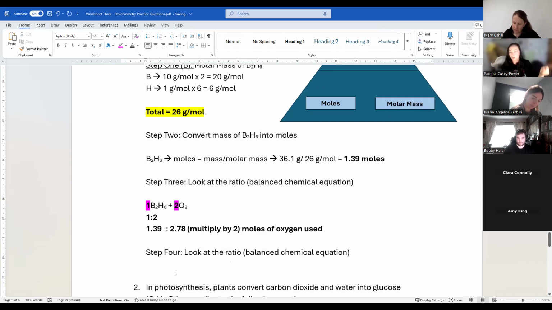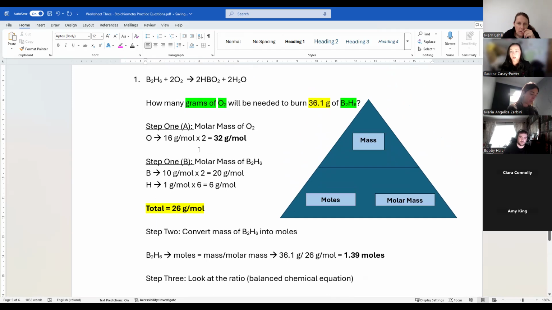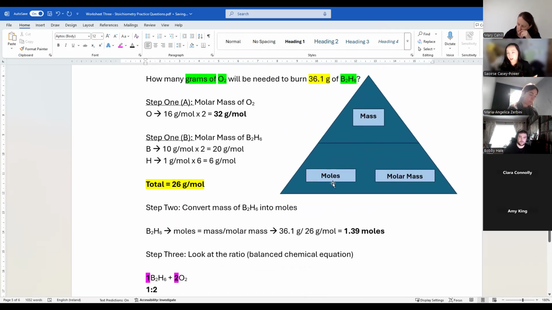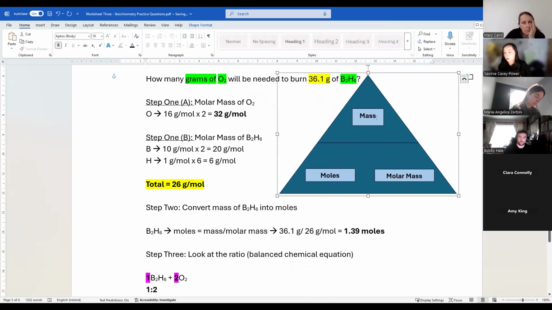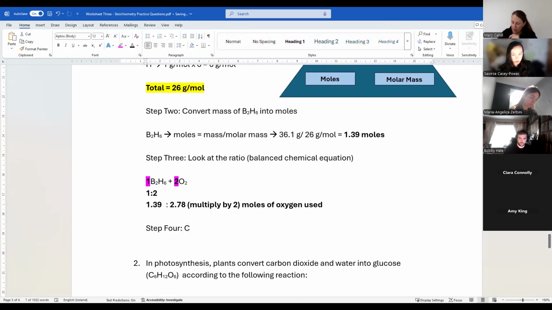So now I have a mole amount, which is great. But the question asked me to work out how many grams of oxygen. So I have my moles, and I can tick this off my triangle here. At the very start, I worked out that I have 32 grams per mole for oxygen for my molar mass. So I have everything I need to work out the mass amount. I'm going to convert it back again. So our step 4 here is going to be to convert the moles to mass.